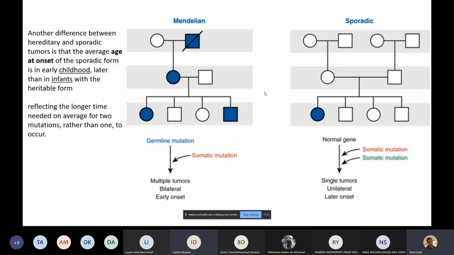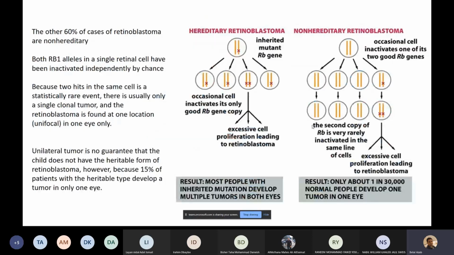Right? From a practical point of view, you will not sequence cells in the retina cell by cell to find the cell that carries the second hit. As a matter of fact, when you sequence this patient who has a second hit, you will discover only one hit, because their blood did not receive a second hit.